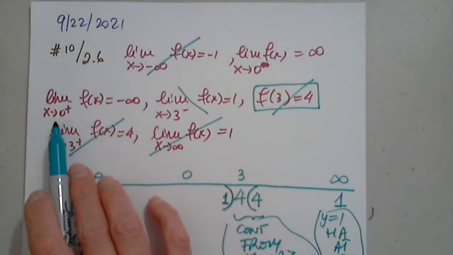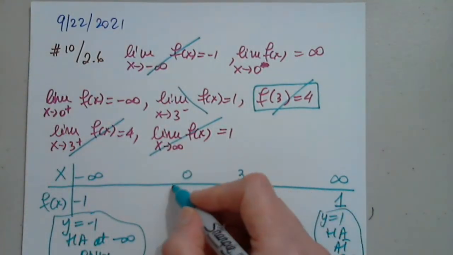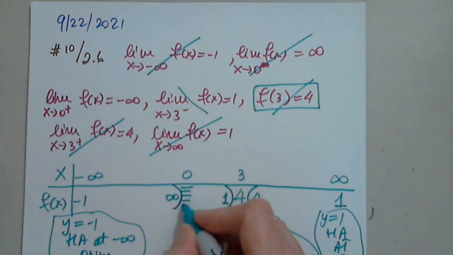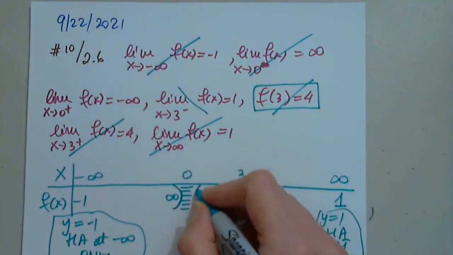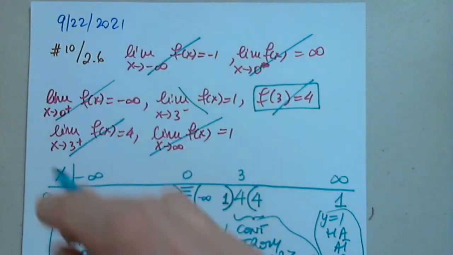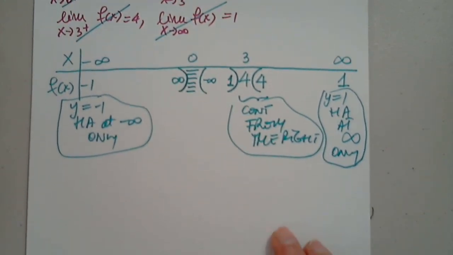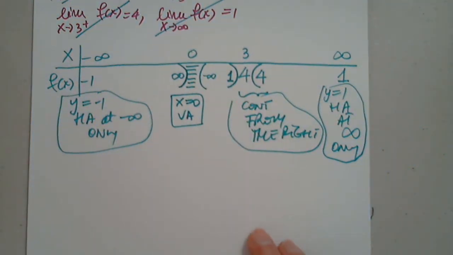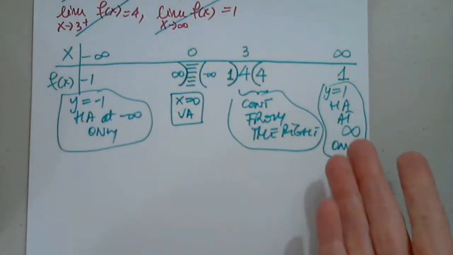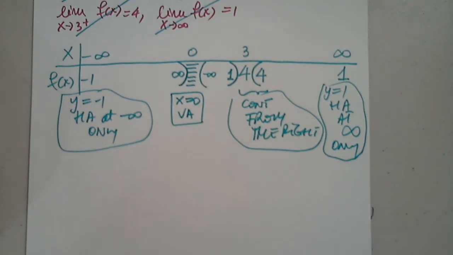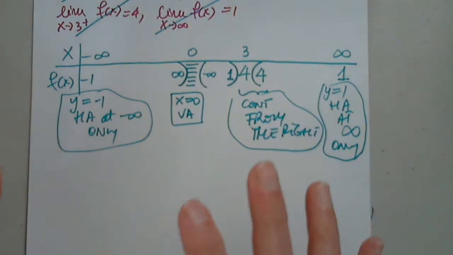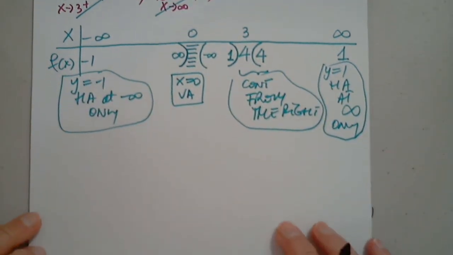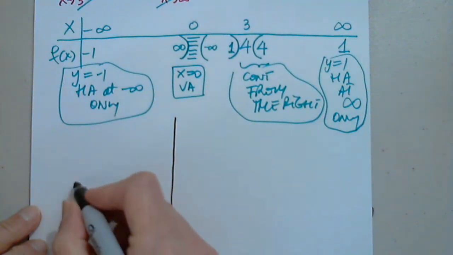Okay, what else do I have? I have 0. I have 0 from the left, which is infinity. And I have 0 from the right, which is negative infinity. All are accounted for. Obviously, x equals 0 is a VA. Now, this should be very clear to us. Everything is organized. Everything is taken care of. I know exactly what I have to present. So now let's go ahead and do this.